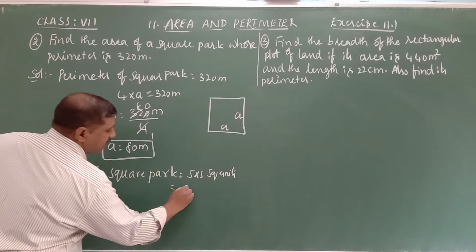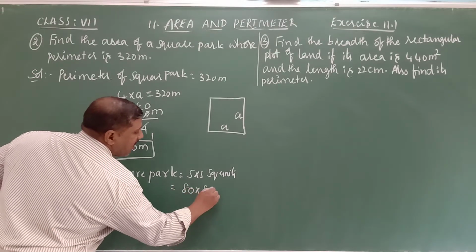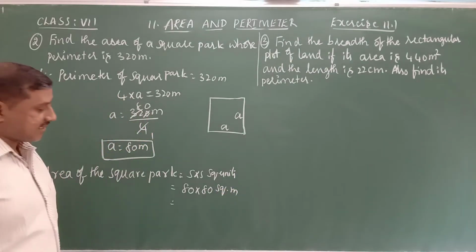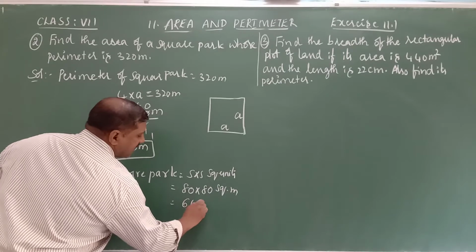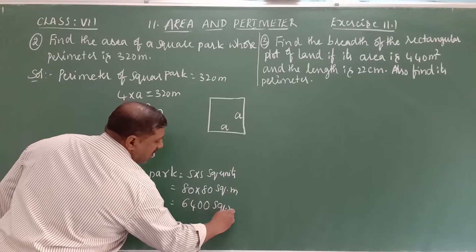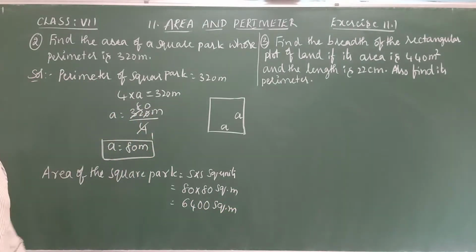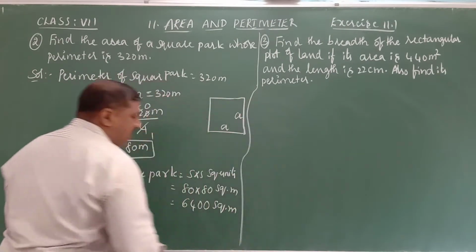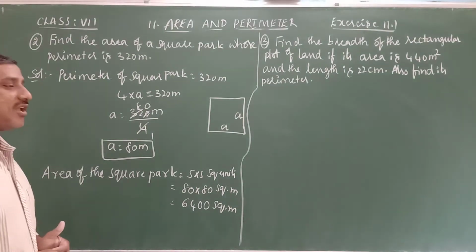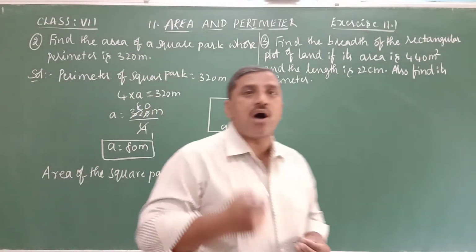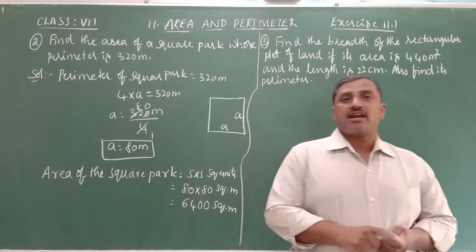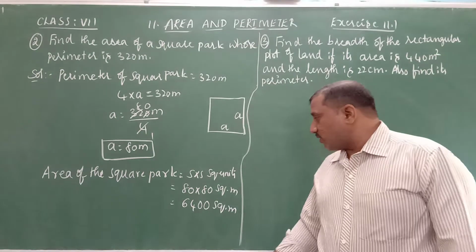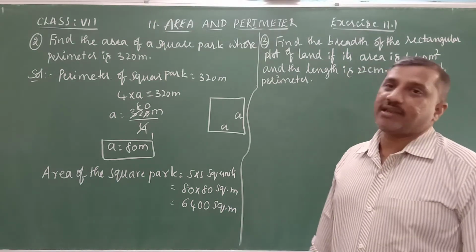80 meters. So 80 into 80, it is square meters. Multiply 8 with 8, 8 8s are 64, and keep 2 zeros. 6,400 square meters is the area of the square. So what is given here? The perimeter is given and you are asked to find the area. So from the perimeter we have to find the side of the square, then we can find the area of the square, which is equal to 6,400 square meters.